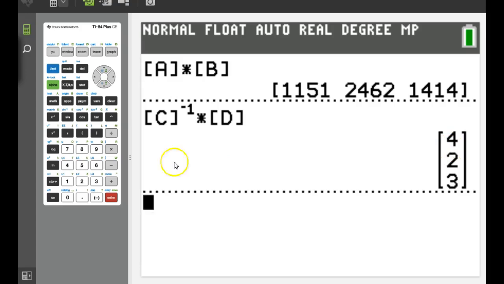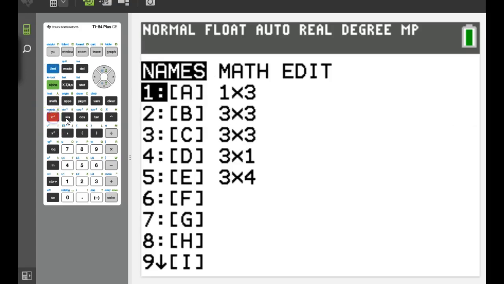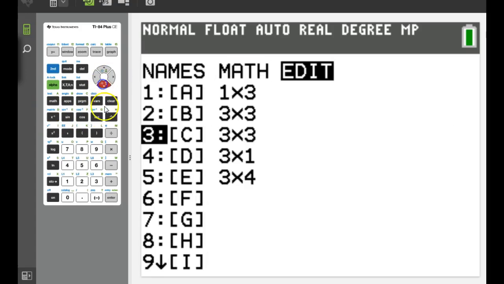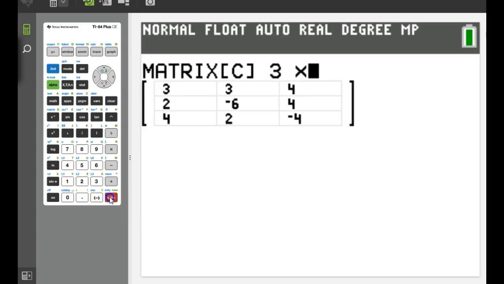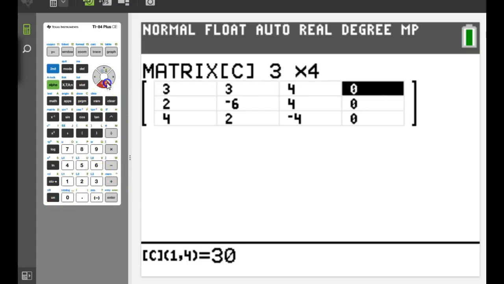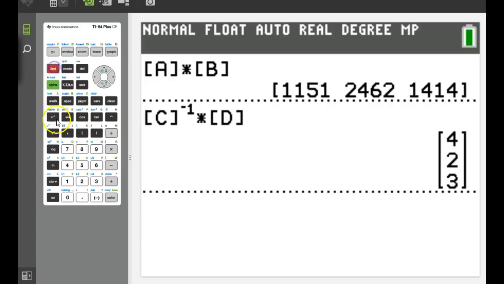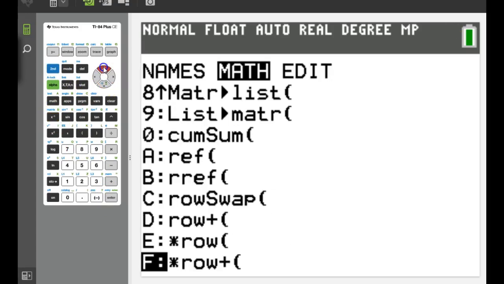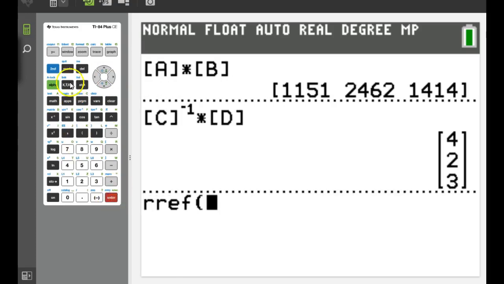The other way to do it would be to go and put in matrix C instead the whole thing, which would be a 3 by 4. So was it 30, 8 and 8, guys? And then once I had it all in there, I would go back into matrix, over to math, up to RREF, and put the name of C there. And I would get this.